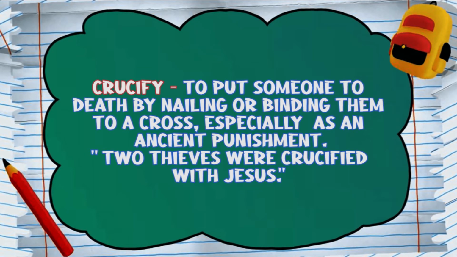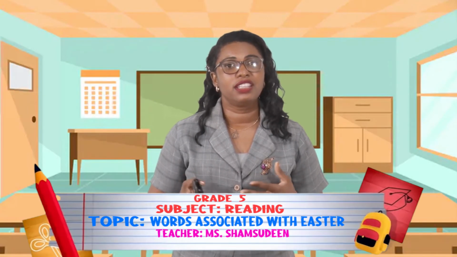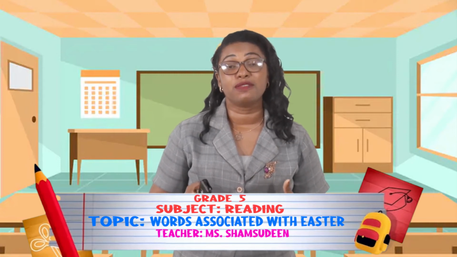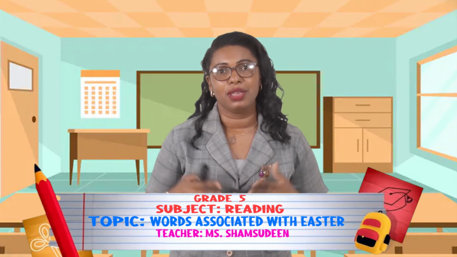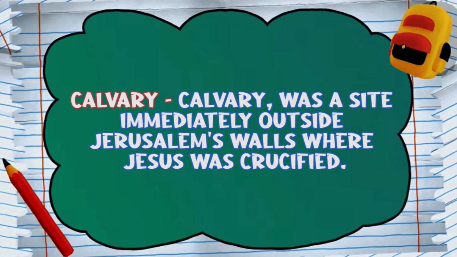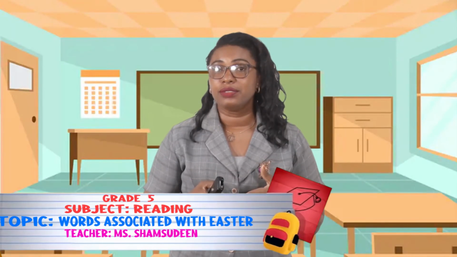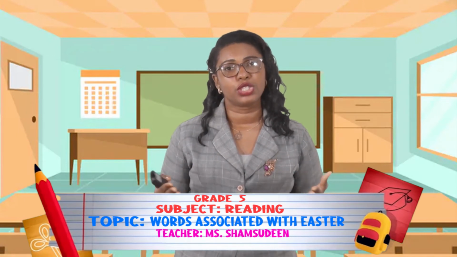Crucify. To crucify is to put someone to death by nailing or binding them to a cross, especially as an ancient punishment. Now, other than Jesus, there were two thieves who were crucified with him. So, to be crucified, it just didn't happen to Jesus, but it was a form of punishment which was used eons ago. That doesn't happen anymore, I'm sure of it. Calvary. Calvary was the site immediately outside Jerusalem's wall where Jesus was crucified. So Calvary is the location where the crucifixion took place.